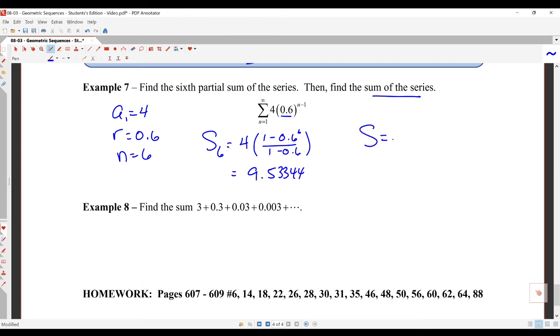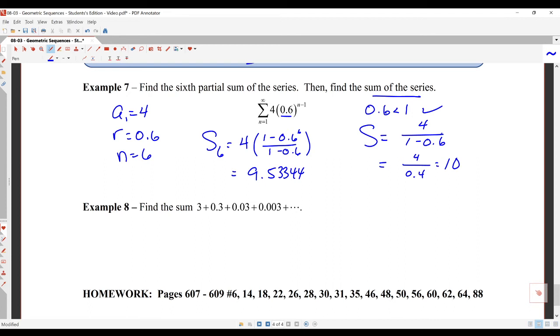For the sum of the series, first of all, 0.6 is less than 1, so we do have a sum. It's just going to be that a1 over 1 minus r. 1 minus 0.6 is 0.4. 4 divided by 0.4 is 10.